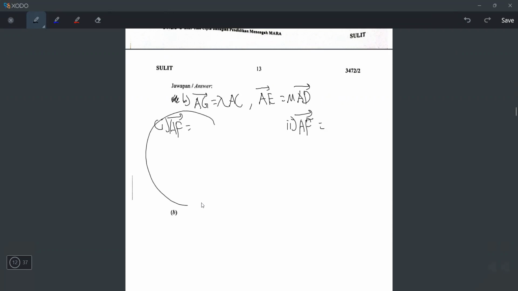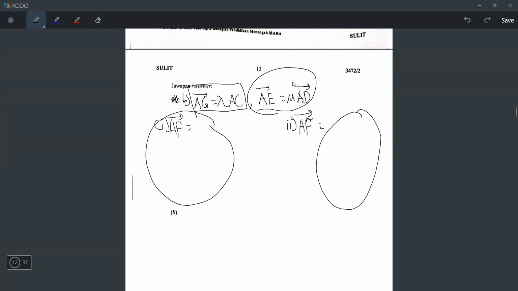So this one is in terms of lambda, this one in terms of mu. It means, when we do question number 1, we have to use this info because they want the answer in terms of lambda. So you must use this info no matter what. And then when you go to question 2, you will use this info because in question 2, they want it in terms of mu, right?